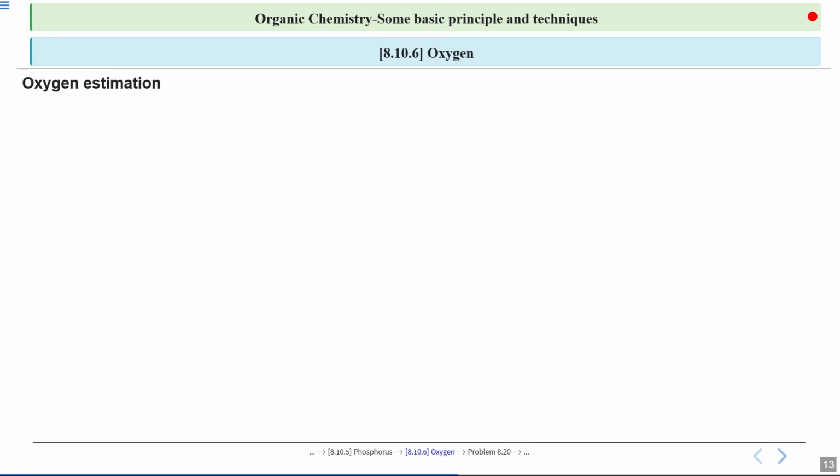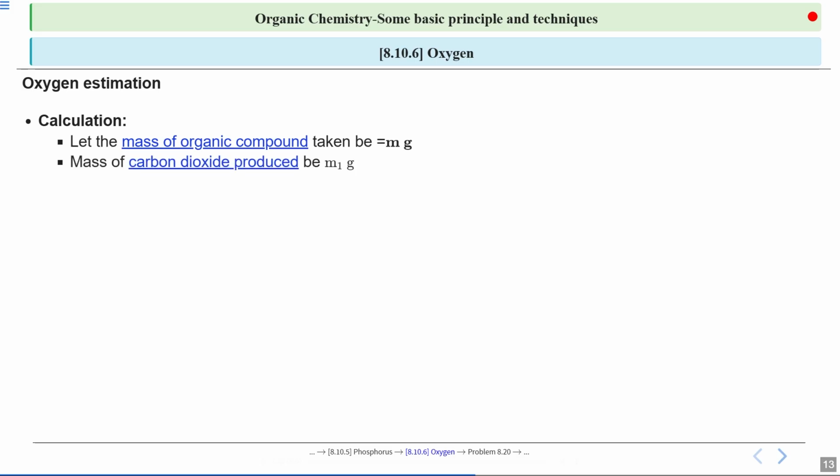Next, we have the calculation part. Let's say the mass of the organic compound is taken as m grams. Next, the mass of carbon dioxide produced is m1 grams. So m1 gram of carbon dioxide is obtained from 32 times m1 divided by 88 grams of oxygen.